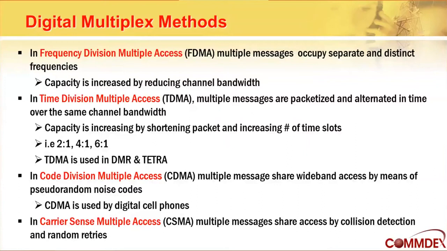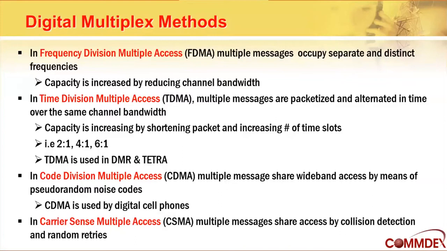So beyond the modulation, now we have the multiplex methods. How do we accommodate users on the system? And there's a couple different ways that gets done. The simplest and most common is called frequency division multiple access, where each channel of traffic is represented with a specific frequency. So one frequency, one channel.